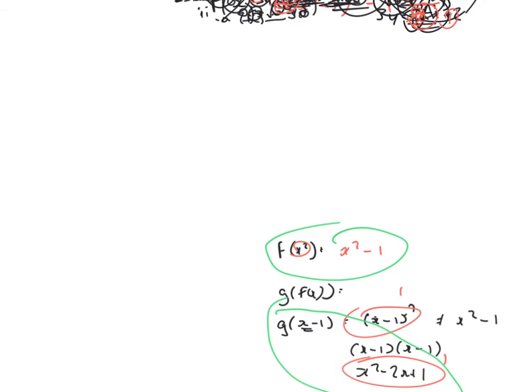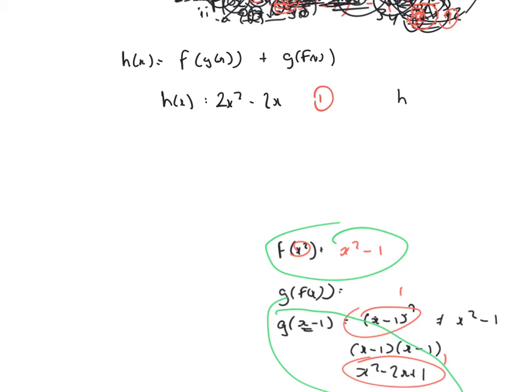Okay, the question then says h of x equals f of g of x plus g of f of x, and the question then goes on to say to show that h of x is equal to 2x squared minus 2x and sketch h. Okay, so definitely just 1 mark for the first bit to prove that. So it's x squared minus 1 plus x squared minus 2x plus 1, and that gives me 2x squared minus 2x. Definitely just 1 mark for that.